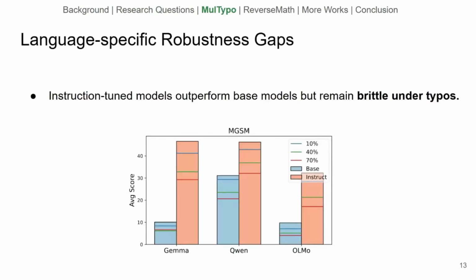And here are the results of the evaluation of the models' performance on our multi-typo data and the original clean data. The blue bar means we tested the model's base version, and the red one means it's an instruct version model. The different colored lines mean different typo rates. As you can see, although the instruct model always outperforms the base model on the clean dataset, it's very strong. However, the instruct version models are still not robust against these typos.